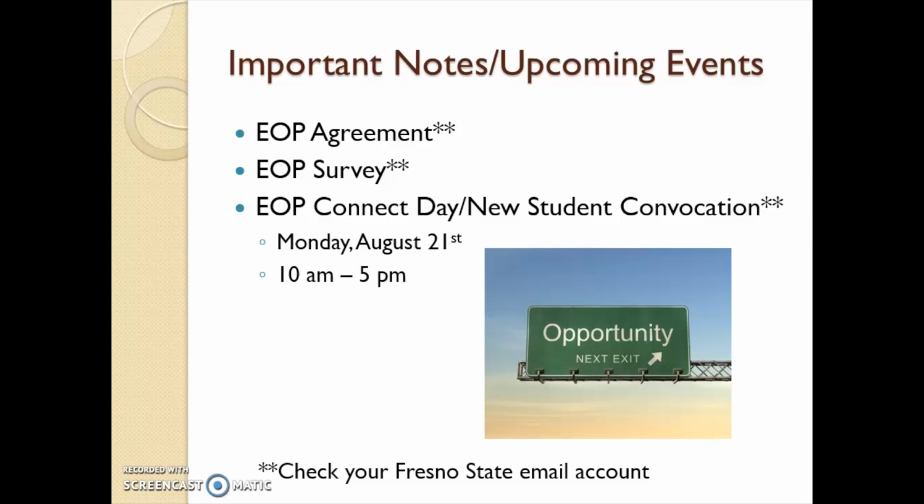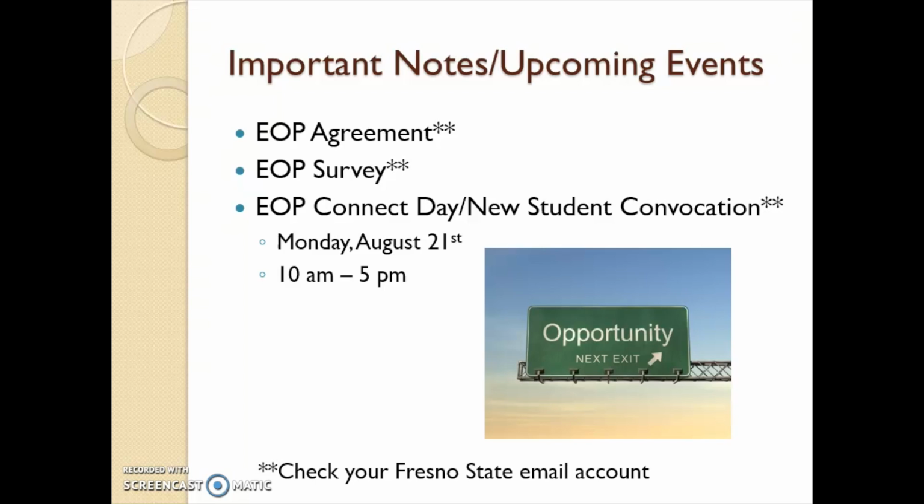An EOP agreement will be emailed to you this month and will have a specific deadline. We will also email you an EOP survey after you attend Dog Days, which will focus on your financial aid, your fall 2017 class schedule, and your housing or living arrangement. Please complete the survey as soon as possible so we know how else we might target our assistance to ensure that you have a successful start at Fresno State.